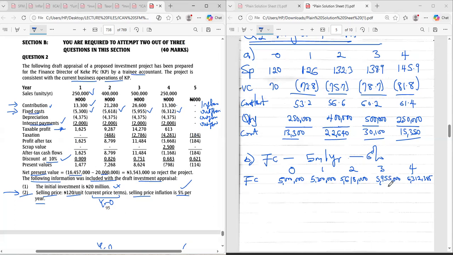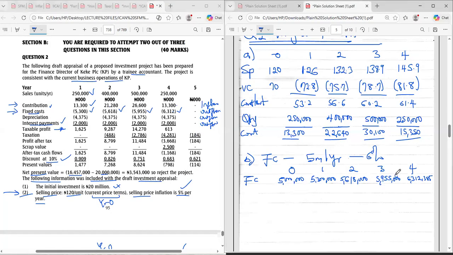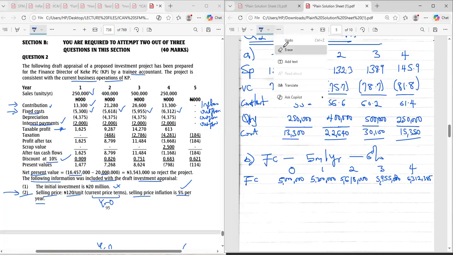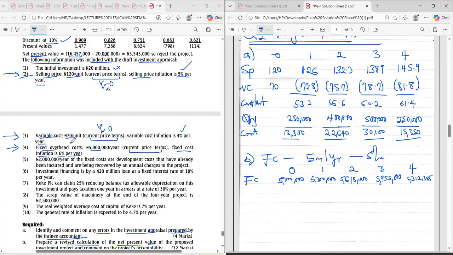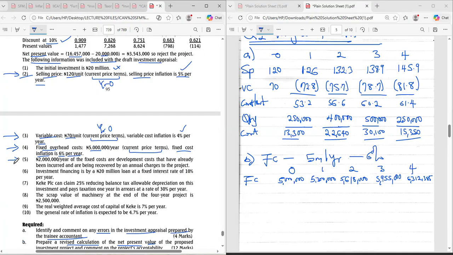Which one is 080 again? 5,955,080. Okay, 080, no problem. It doesn't change anything. So this guy got the figures under the fees cost. But I mean, they say it's better, right? No problem. Look at this number.